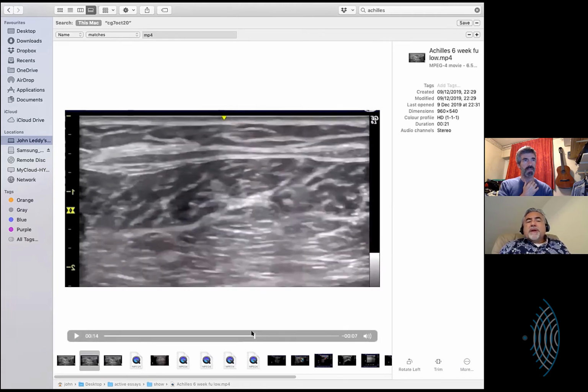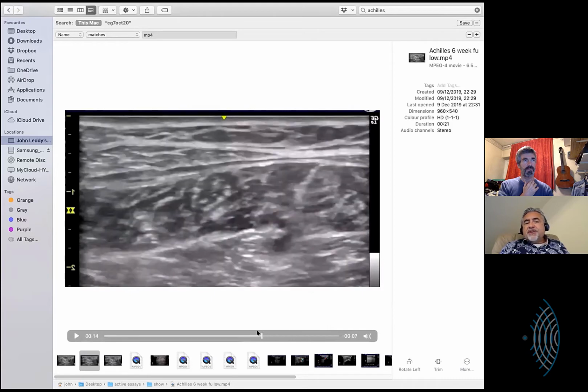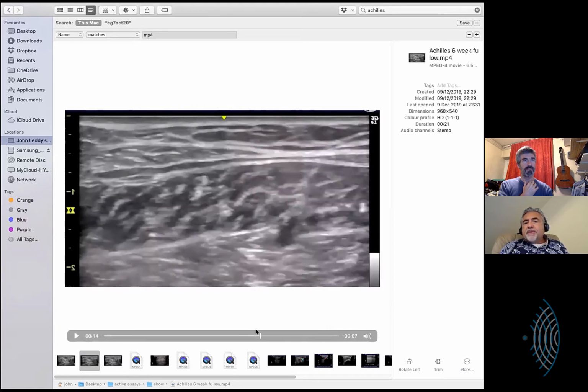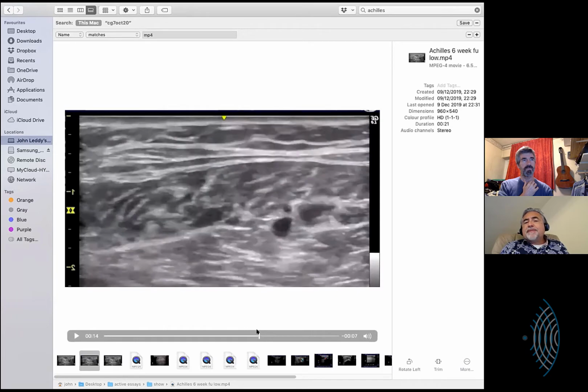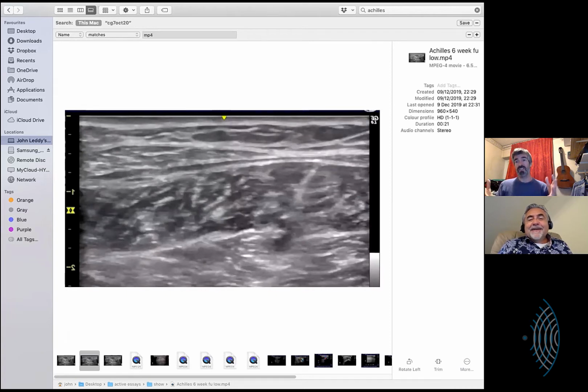What is the John Leddy catch-all for the white things that show up there? Is that fibroadipose? Is that intramuscular septae? I want to know what your buzzword is so I can be the disciple. What do you mean? These bits here? Yes. That's just the intramuscular architecture.